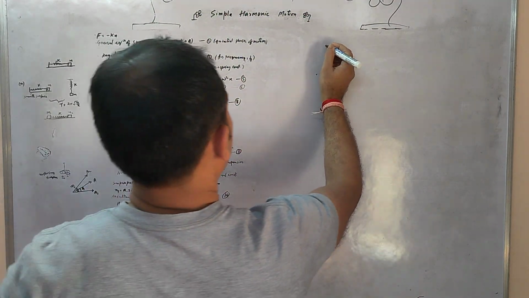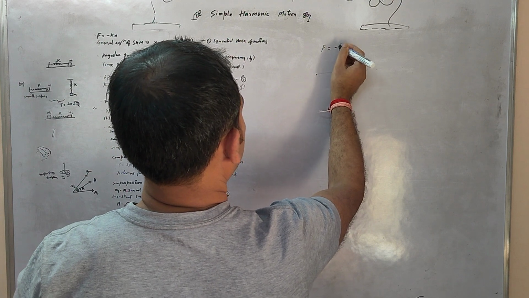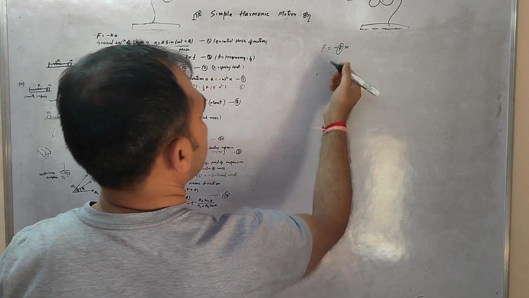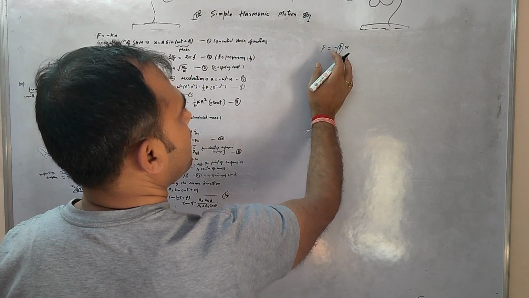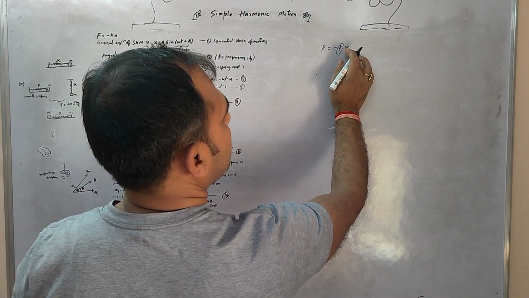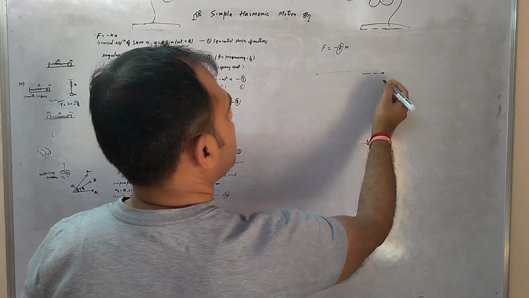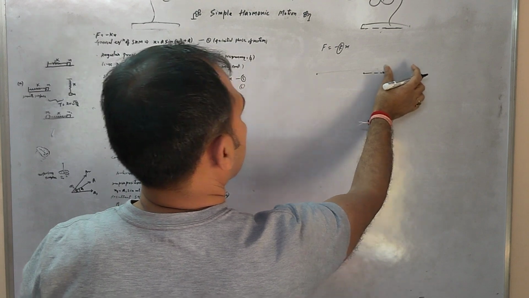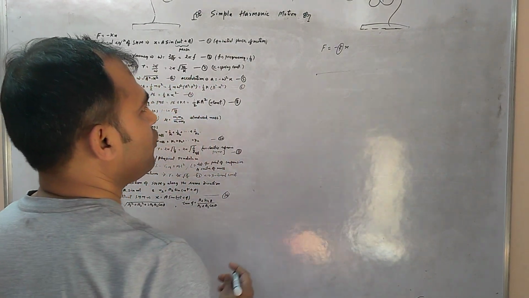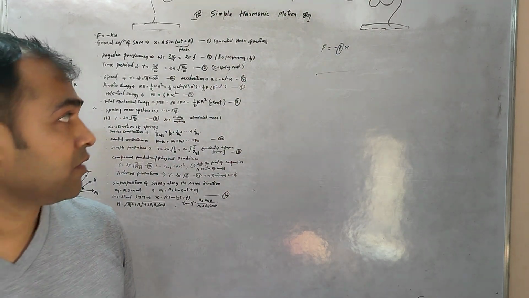Now you know that restoring force is equal to minus kx, where k is a constant, minus is the negative sign that shows that force is opposing this x. So this is a restoring force. This is the basic formula.